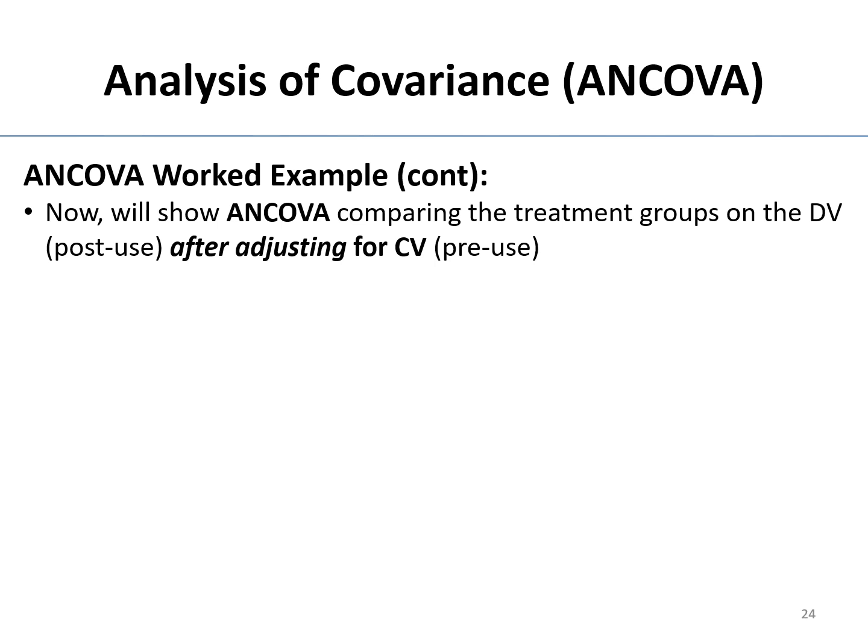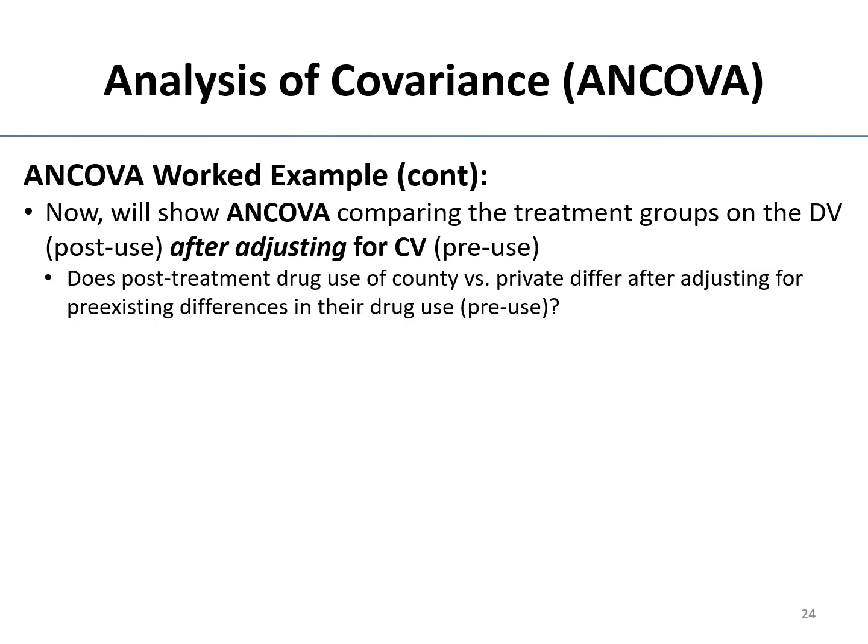So we're going to do a true ANCOVA now, where we adjust the means for the covariate and then see if the two treatment programs differ. That is, whether there's a difference on the independent variable after adjusting. So the question here is, does post-treatment drug use of county versus private treatment programs differ after adjusting for pre-existing differences in the drug use of people who go to the two different programs? That is our covariate. Let's first do a test of our homogeneity of variances assumption.